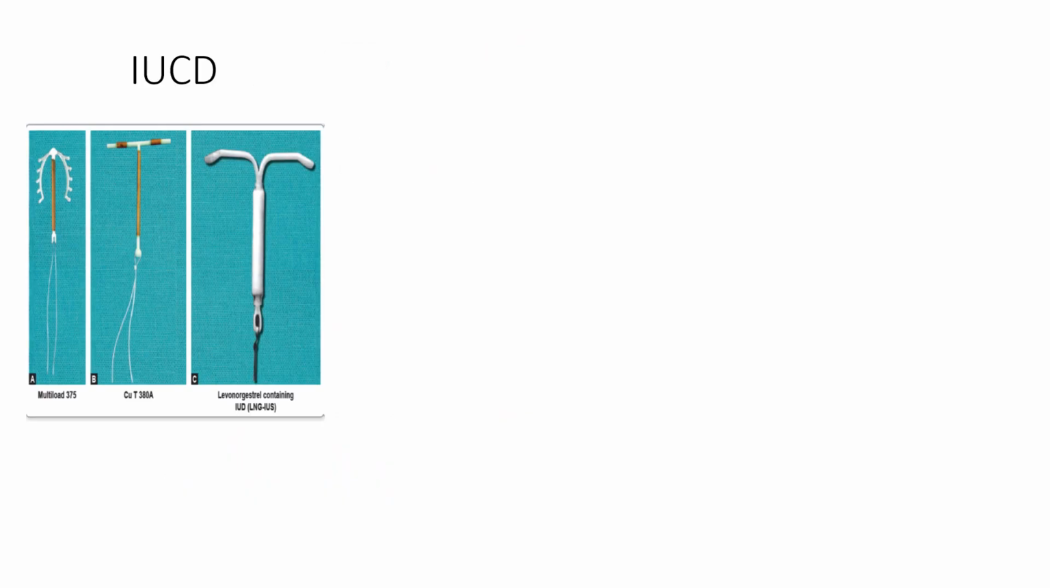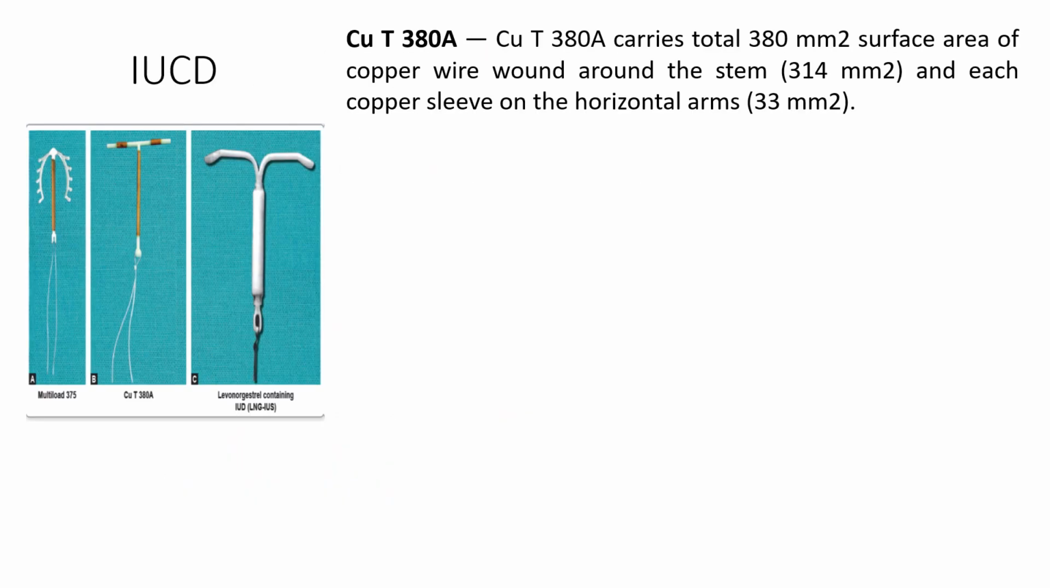So there are many different types of IUCD. Different varieties we can see. There is copper T 200, 275, 380A, or Mirena that contains a steroid. So first come to this copper T 380A. Why 380A? Because it carries a total of 380 millimeter square surface area of copper.